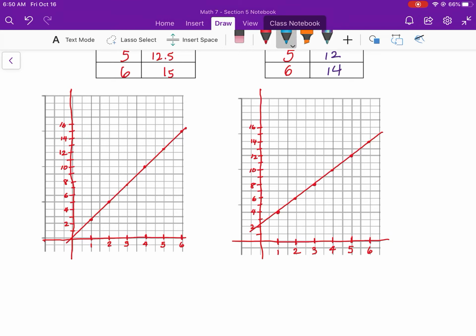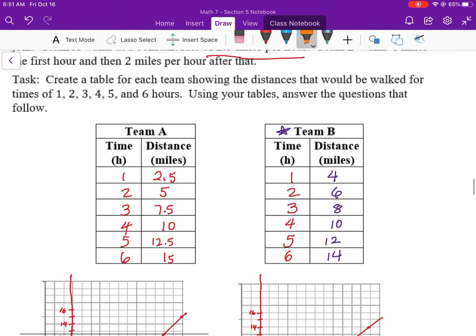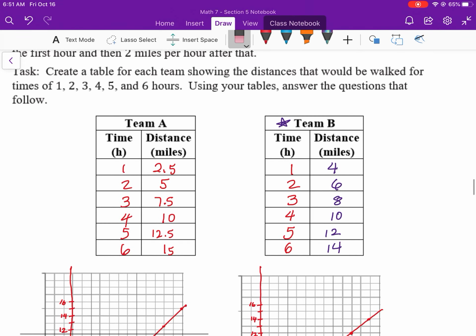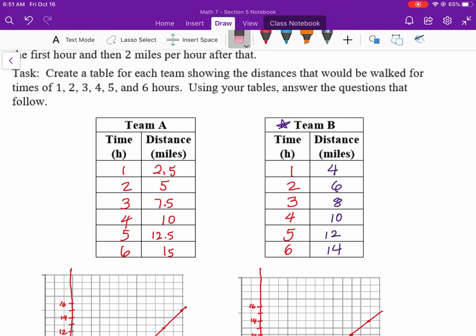Okay, notice this one right here. Notice how it goes through this 0, 0 point and how this graph does not. That's something later we'll talk about a lot. Which of these is proportional relationships? Right, A is a proportional relationship because every hour you change the same amount.